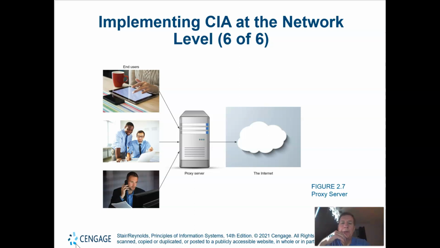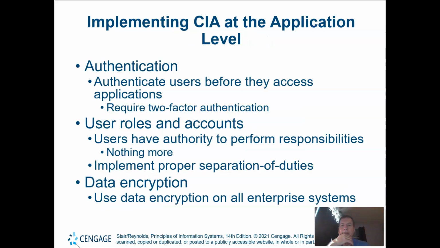So we want to then implement CIA on the network, and there are various ways that you can go ahead and do that. One of the things is at the application level. This is the layer 7 level of the model, layers 1 through 7. The application layer is layer 7, the transport layer would be layer 4, for example, and the data link layer would be layer 2. You can look those up on your own time.